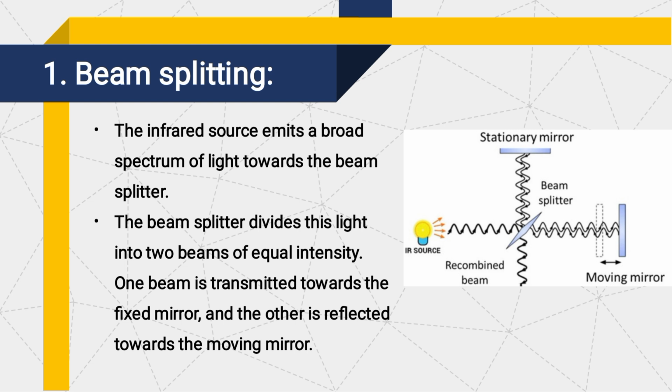So in the processing of FTIR, the first step is beam splitting, which is carried out by the beam splitter. The infrared source emits a broad spectrum of light towards the beam splitter. The beam splitter divides this light into two beams of equal intensity. When the light goes toward the mirrors, it is of equal intensity, but when the light comes back reflected from the mirrors, one of the beams is of different quality because of the moving mirror.